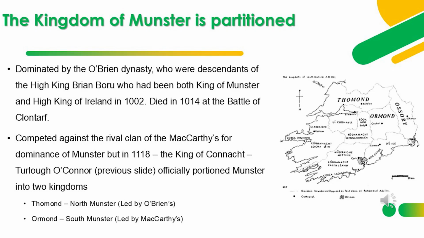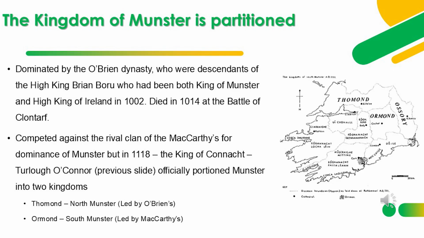But in 1118, Turlough O'Connor, the King of Connacht, officially partitioned Munster into two kingdoms: the Kingdom of Thomond, which was northern Munster, which was led by the O'Briens, and Ormond, or southern Munster, which would be led by the McCarthys. This division is going to be important because the kingdoms of Thomond and Ormond play a very important part in the story of the Norman invasion of Ireland.